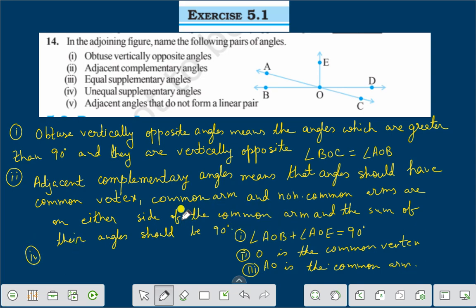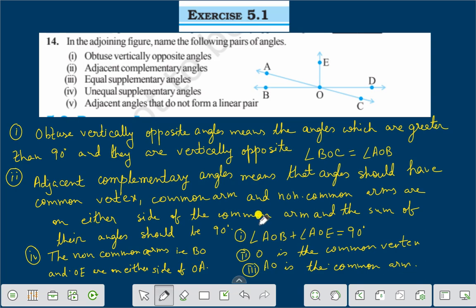What is condition 4? That is, the non-common arms, that is BO and OE, are on either side of OA, right. You satisfy all the conditions.